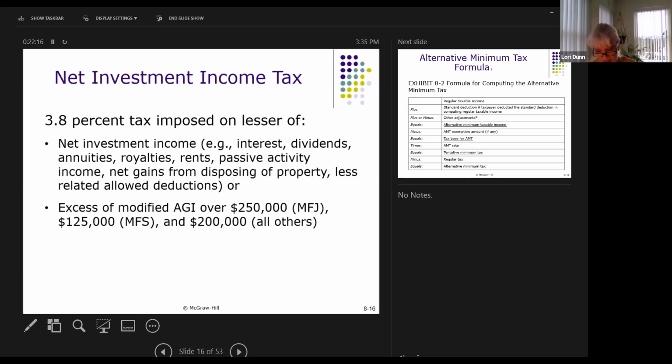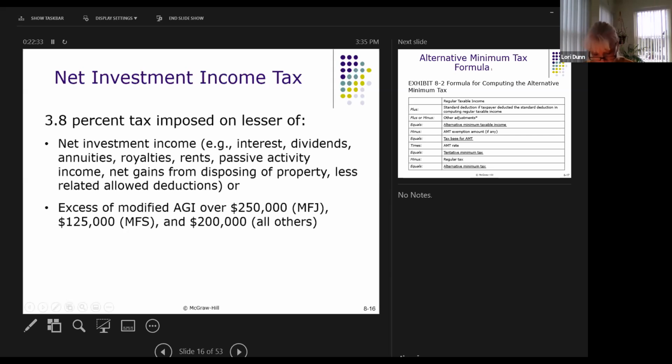Well, her modified AGI is less than $200,000. Remember, it's the excess. Well, it isn't above, it's negative. So the lesser is negative. There is no additional tax.